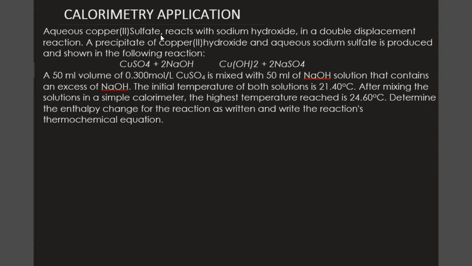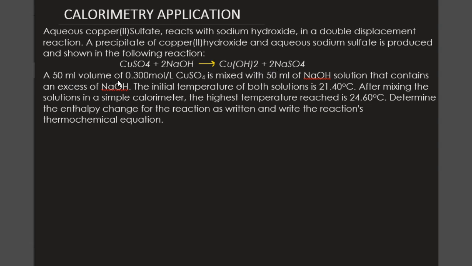Aqueous copper 2 sulfate reacts with sodium hydroxide in a double displacement reaction. A precipitate of copper 2 hydroxide and aqueous sodium sulfate is produced, as shown in the following reaction. So this is our reaction. These are the two reactants and these are the two products.